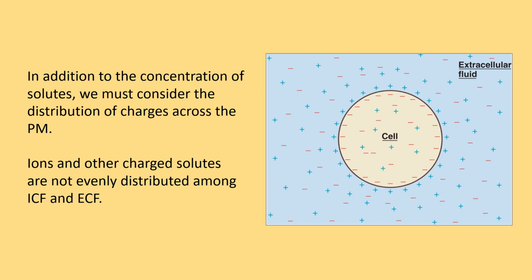Any ion is a charged particle. It carries a positive charge or a negative charge. And these charged particles are, as it turns out, not distributed evenly across the plasma membrane. And so a membrane potential exists when there's the buildup of positive charges on one side of the membrane and negative charges on the other side of the membrane.